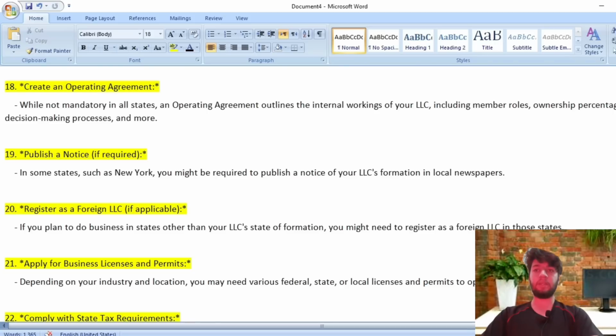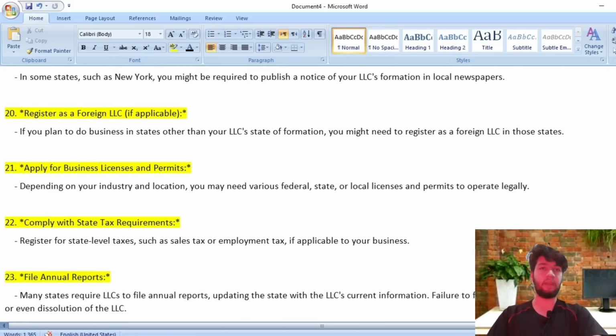Apply for business licenses and permits. Depending on your industry and location, you may need various federal, state, or local licenses and permits to operate legally. Comply with state tax requirements. Register for state level taxes such as sales tax or employment tax if applicable to your business.